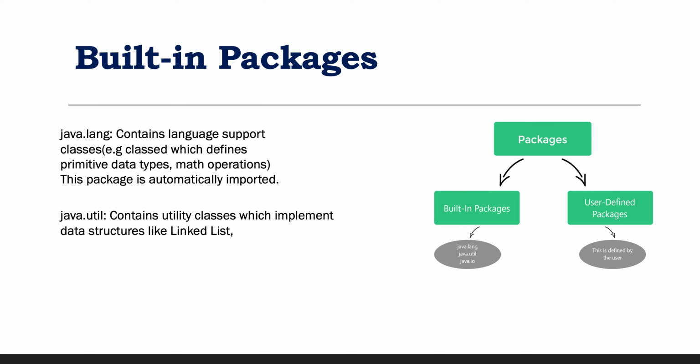Second example is java.util. By looking at the name itself, we can understand that this package contains utility classes which implement data structures like linked list, set, collection and so on. Third example is java.io. IO means input output. By the name itself we can understand that this package contains classes for supporting input and output operations. So this is how Java has defined the packages, which helps us to remember and recognize them.